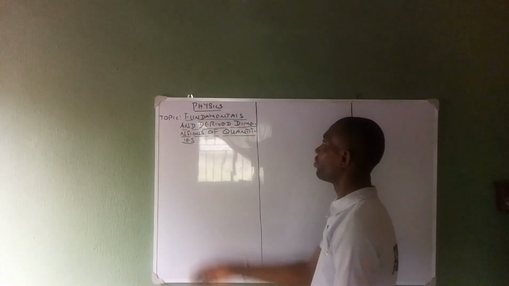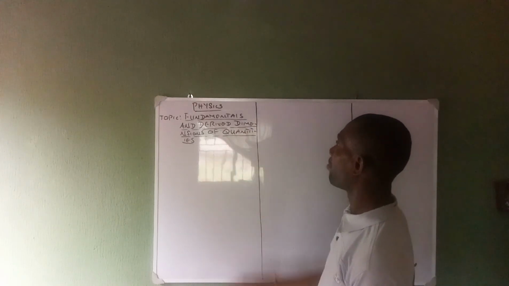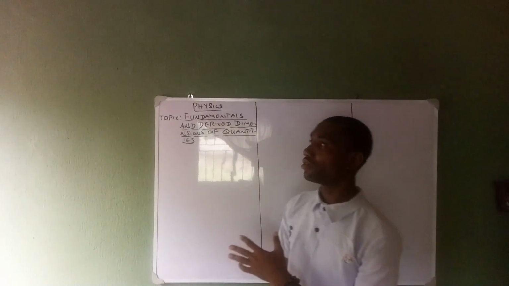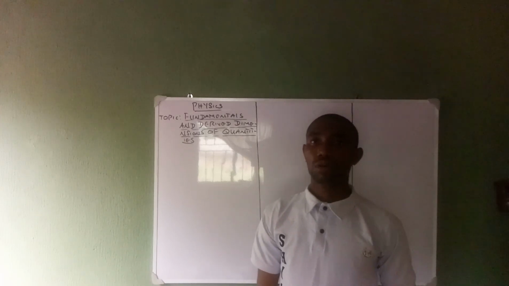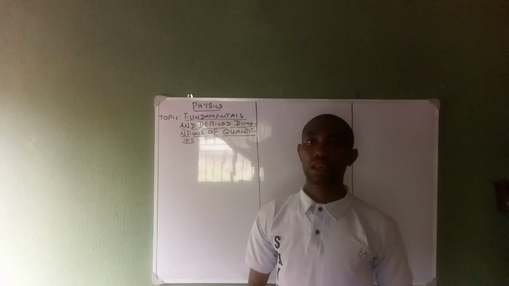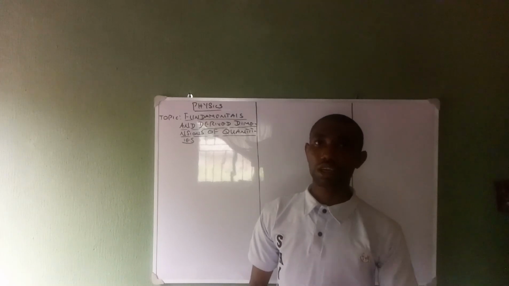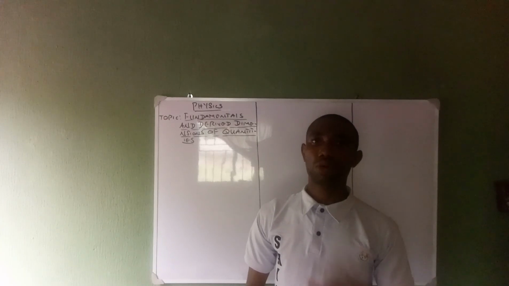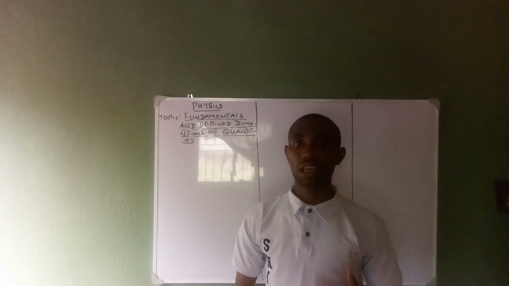Today in physics, we shall be looking at fundamental and derived dimensions of quantities. Before we talk about this topic, there is need for us to understand what a fundamental quantity is and what a derived quantity is. Fundamental quantities are those basic quantities that without them some other quantities in physics cannot function effectively.